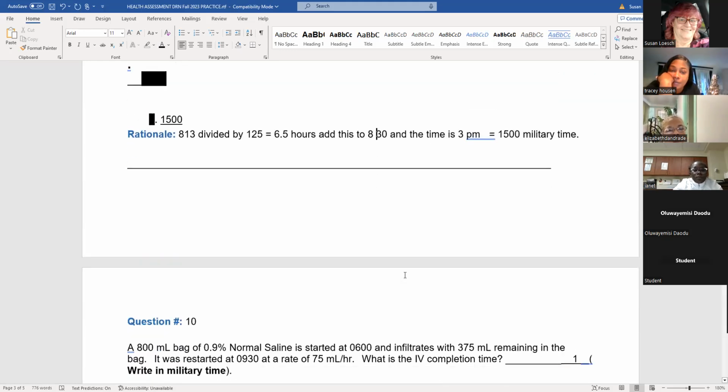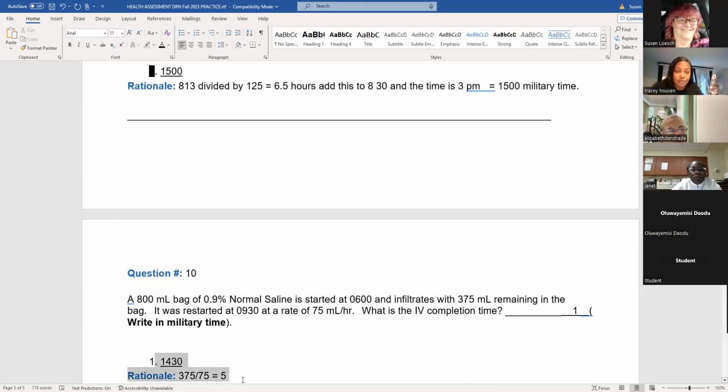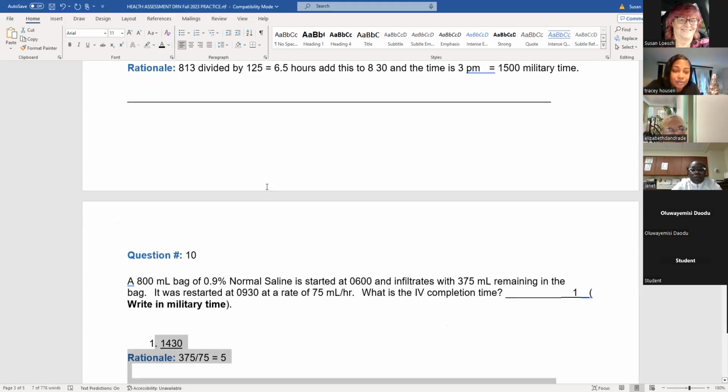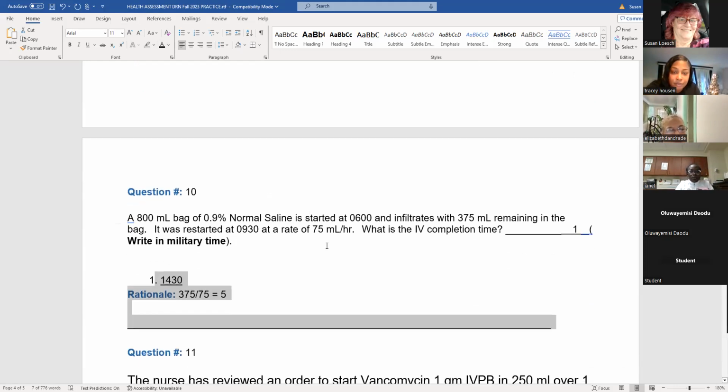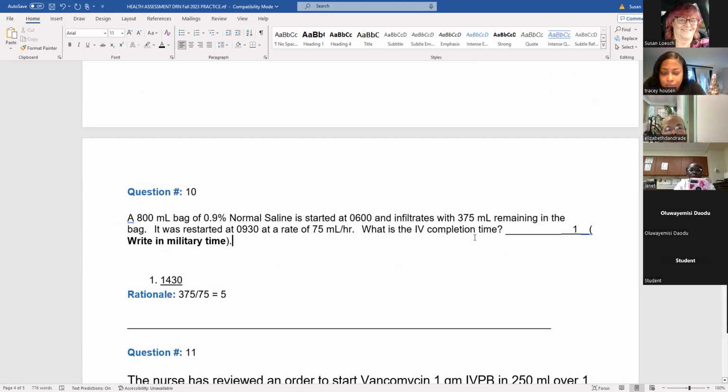All right, number 10. I accidentally left the answer up there, but that's okay. Can you get to the answer? Again, it's asking you for the completion time. What do you need from this statement? The first thing you need is your total volume, which is what? It's not 800, it's 375. Why is it not 800? Because the IV bag was started at 0600, but it infiltrated, and when it infiltrated, there was only 375 left.